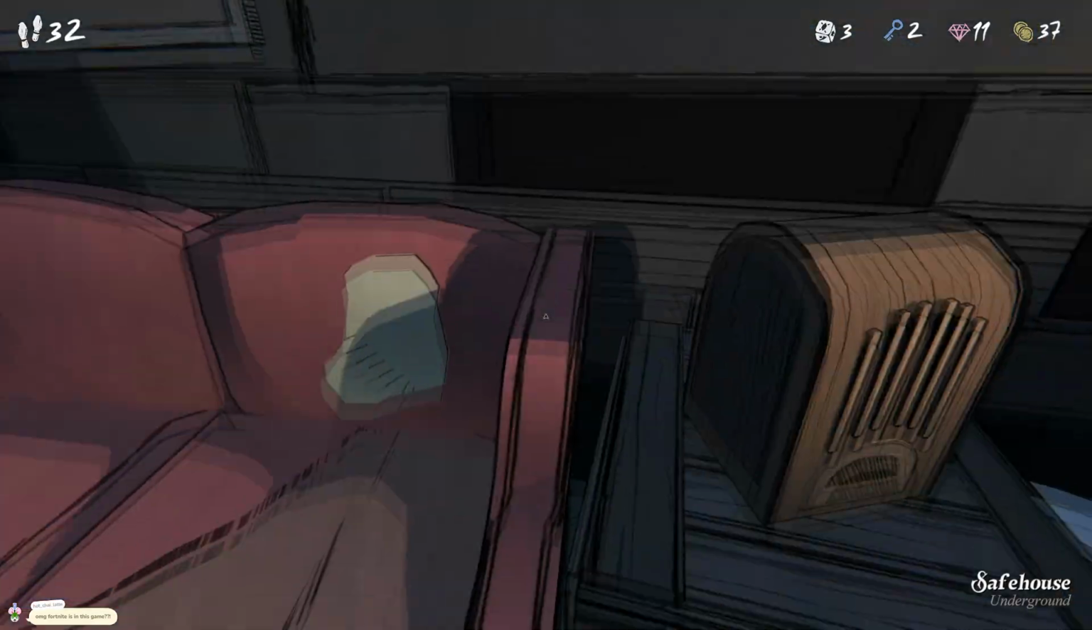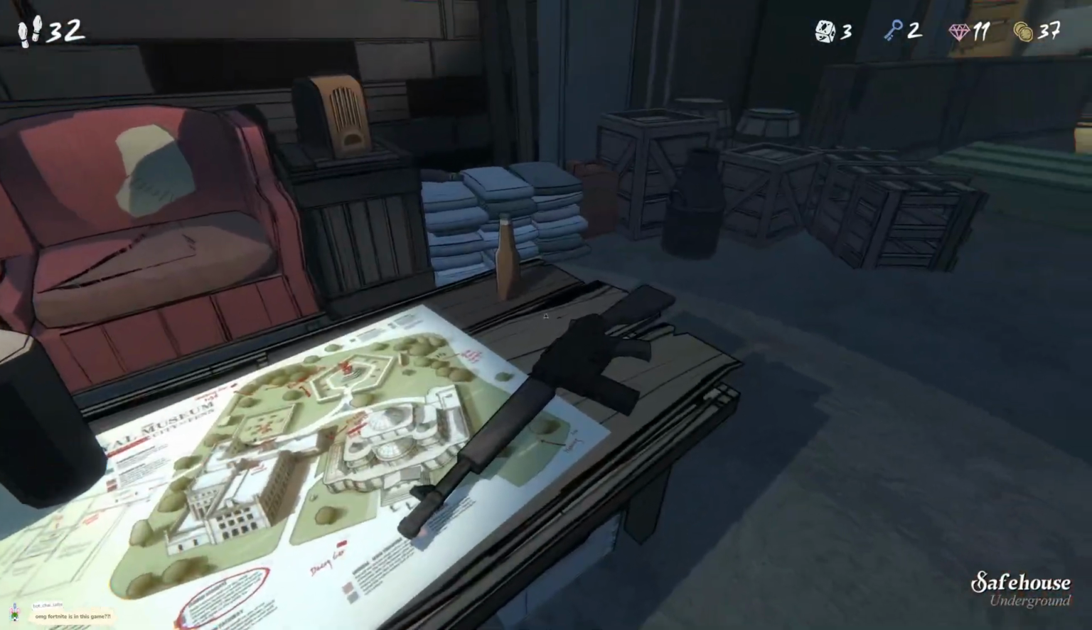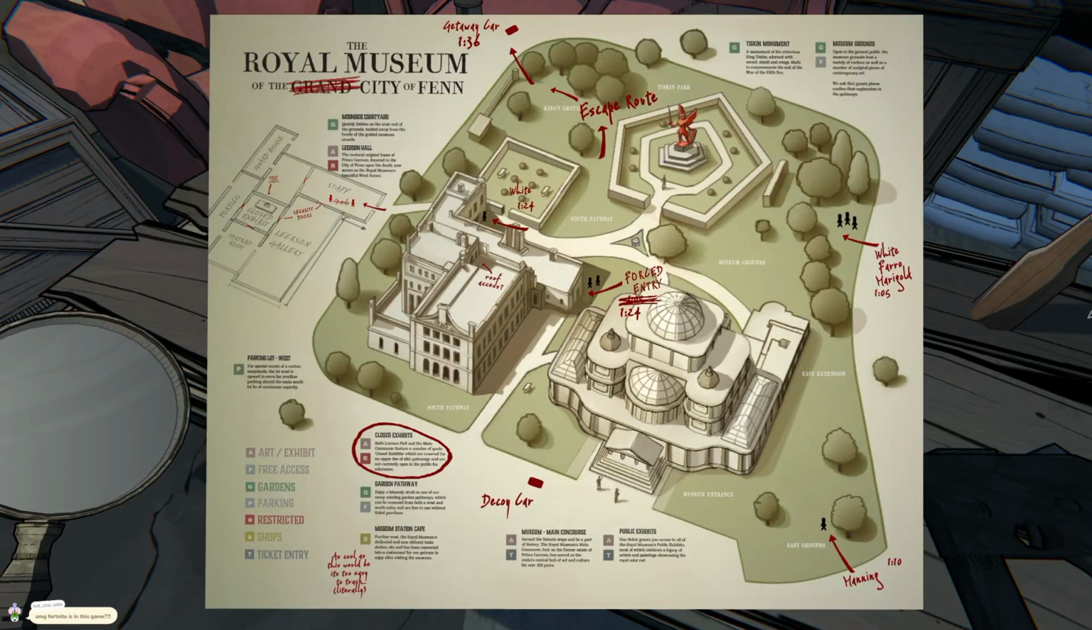We seek what's in the shade of truth. Yep, fortnight's in here. You know, get ready to see Simon in there. The Royal Museum of the City of Finn. They took away the Grand. Getaway car 136.